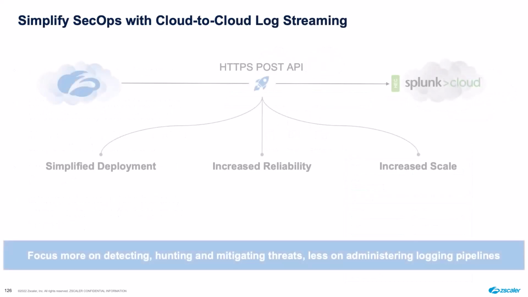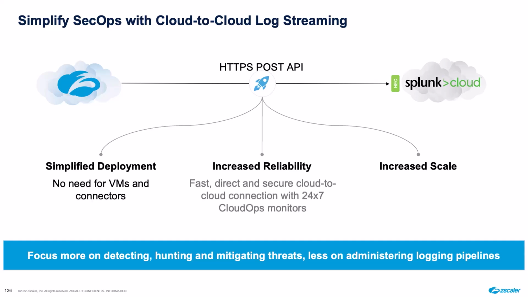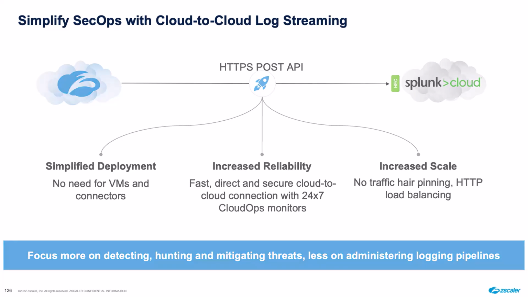Cloud-to-cloud log streaming then simplifies security operations. All of the logs flow through that post API to the cloud. You don't need to deploy additional virtual machines or connectors. You get the increased reliability of 24/7 cloud ops monitoring and the ability to scale because the traffic is cloud native. You're not hairpinning traffic through an on-premise service to get it back out to the cloud. And you get all of the load balancing that's applicable with a cloud platform.